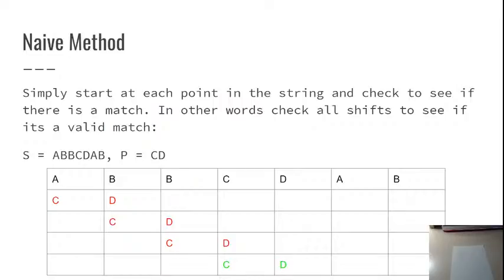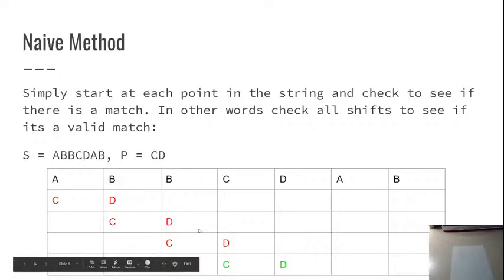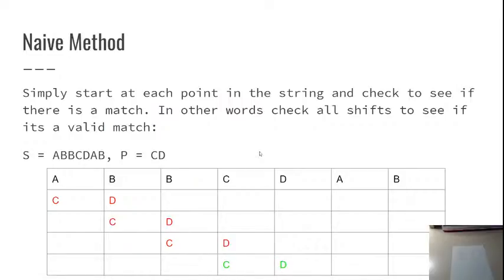Check it again, doesn't match. Shift along again, we're at a shift of 2. Doesn't match. We shift along for the last one, we get a match. So in this case, we have shift of 0, shift of 1, shift of 2, shift of 3. Shift of 3 is a match, so we would return 3 as our match, or the point at which the string will get a valid match, which is pretty cool.